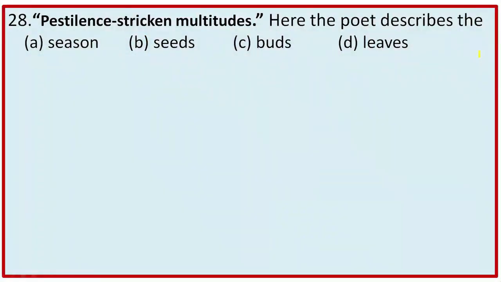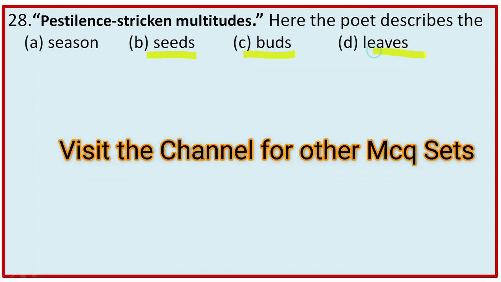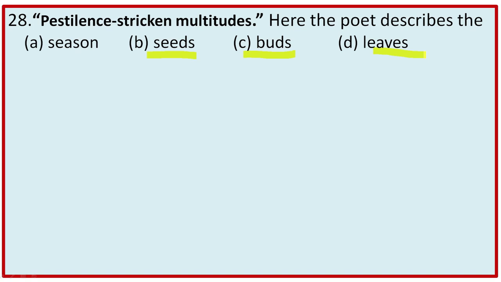Next, 28. Pestilence stricken multitudes. Here the poet describes the options are season, seeds, birds, leaves. Actually here Shelley describes the yellow, black, pale and hectic red leaves of the trees. Pestilence stricken multitudes refer to the dead or decaying leaves during the season of autumn. So the right option is D, leaves.